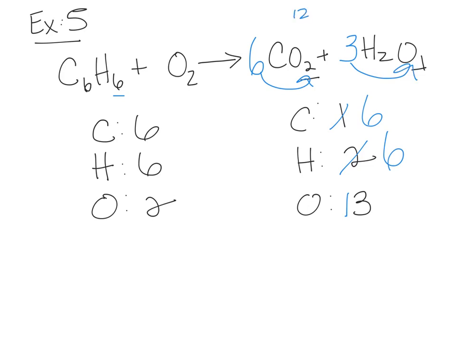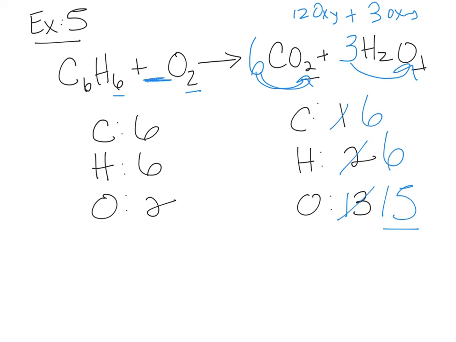So I had 12 oxygen, with the 6 times 2 giving me 12 oxygen, plus the 3 oxygen from my water, which is going to give me 15 oxygen altogether on my right hand side. The oxygens are the final balance that I need to do here, and I have 15 on my right but only 2 on my left.